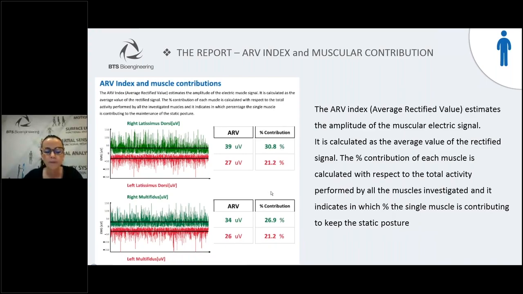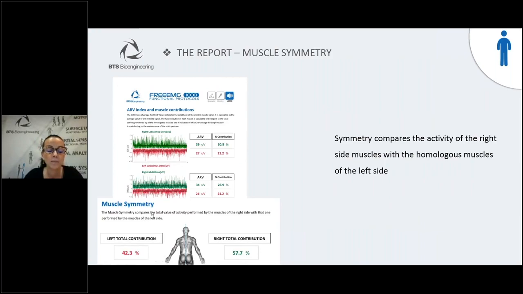Finally, by adding all the muscular contributions of the right side and the muscular contributions of the left side, it's possible to have an evaluation of muscular symmetry at a global level to verify if the two body sides are contributing equally to the maintenance of the posture.